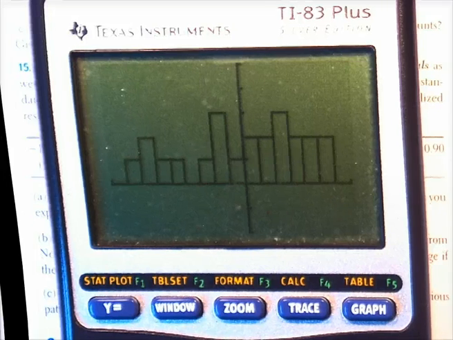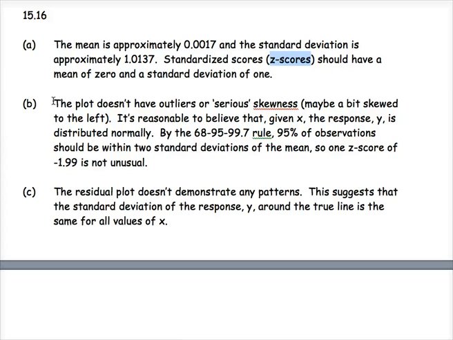So again, the way that I wrote about this, the plot doesn't have any outliers or serious skewness, maybe a little skewness to the left, but it's reasonable to believe that for every x value, the response might really be distributed normally. That's one of the requirements for inference. But then dealing with the residual of negative 1.99, something to think about from chapter 2 is the 68, 95, 99.7 rule. 95% of the observations, if these are normally distributed data, should be within 2 standard deviations of the mean. So a z-score of negative 1.99 is not unusual.